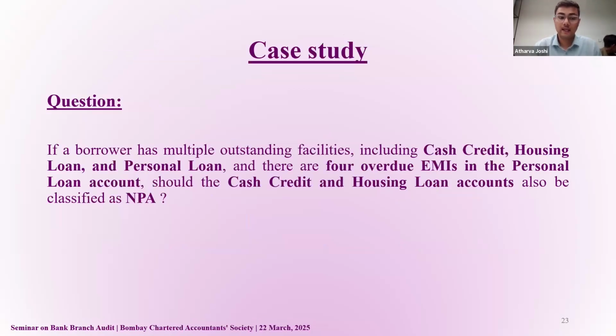Now let us move towards a case study. So the question is, if a borrower has multiple facilities outstanding, including cash credit, housing loan, personal loan, and there are 4 overdue EMIs in the personal loan account, should the cash credit and housing loan account also be classified as NPA? Please comment down your answers in the chat box.